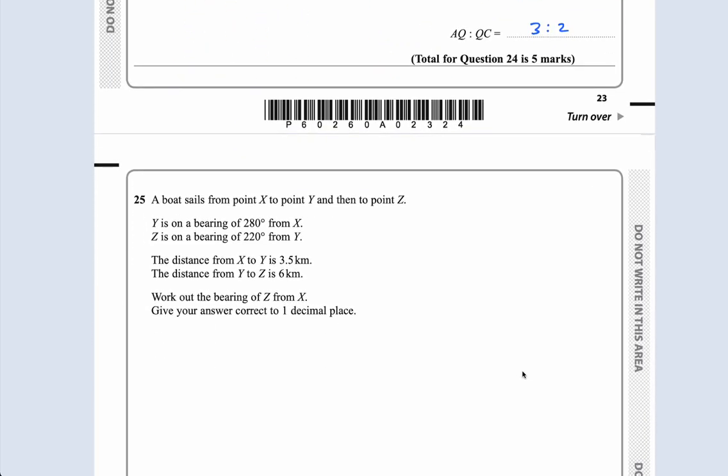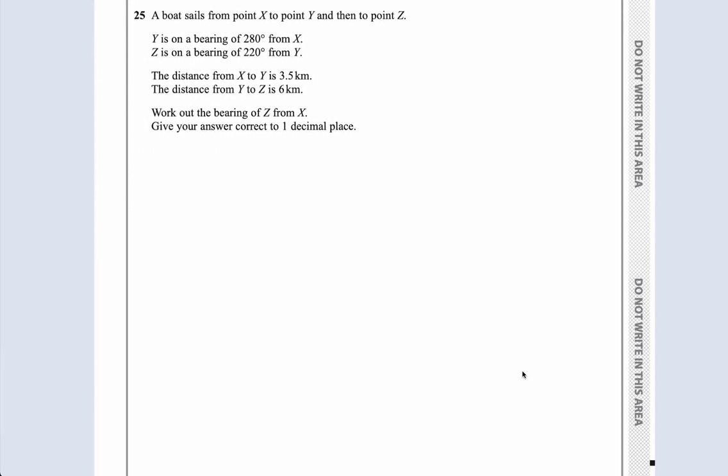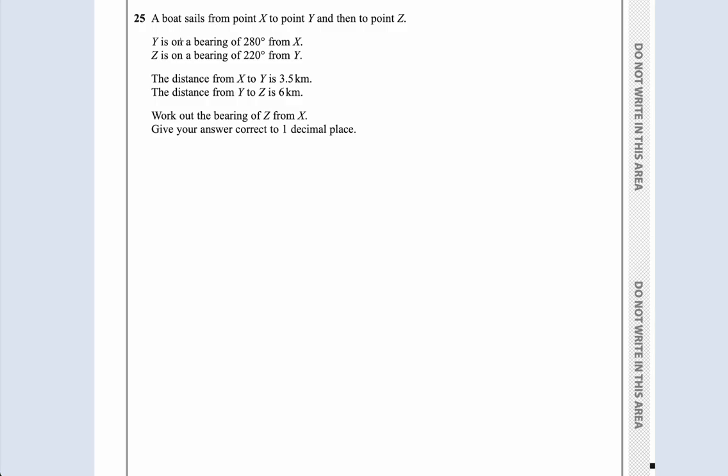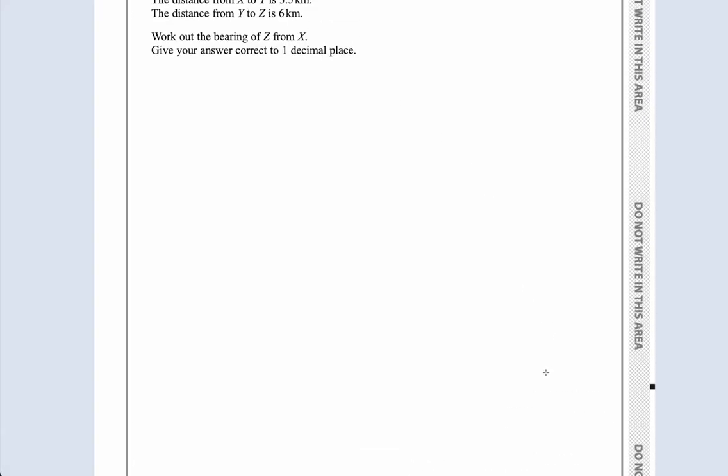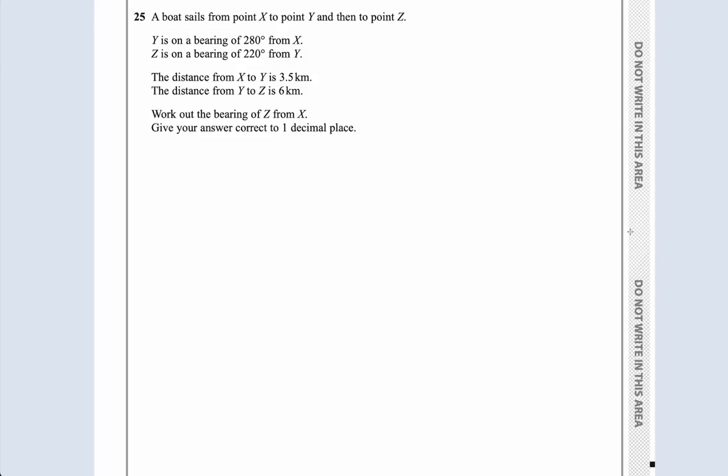Okay, last question. Question 25. A boat sails from point X to point Y and then to point Z. Y is on a bearing of 280 degrees from X. Z is on a bearing of 220 degrees from Y. The distance from X to Y is this, Y to Z is this. Work out the bearing of Z to X, right? Okay, obviously guys, this is the last question. It's worth 5 marks. It's going to be difficult, but without a doubt, I need to draw a diagram.